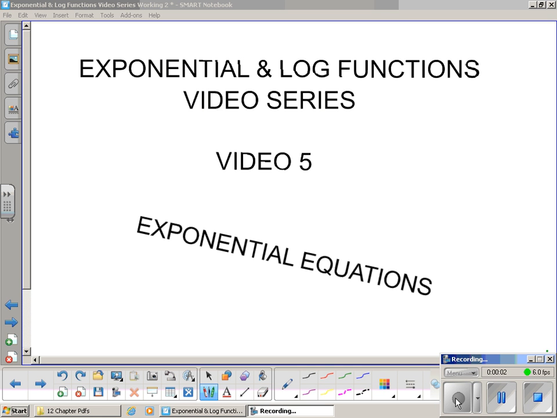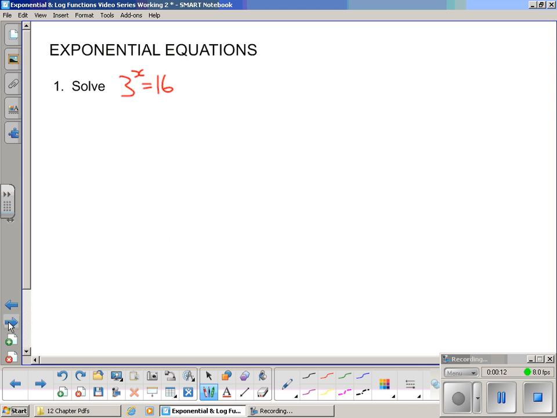Hi there, we're on to video 5 now of the exponential and log functions video series, this time having a look at exponential equations. With exponential equations, we're going to do a fancy thing to solve these three examples, and that is to take the log of both sides.